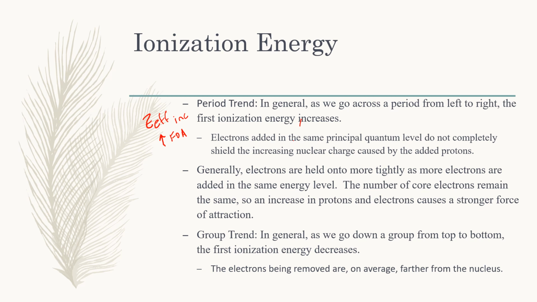When we talk about the group trend, this is going to be looking at the shielding effect. And as we go down the group, because we're adding extra energy levels filled with electrons, you're going to see a greater degree of shielding. So that increase in distance, going back to Coulomb's law and that law of inverse squares, the distance is going to be increasing between the nucleus and the outer shell, and so that's going to cause a reduction in the force of attraction.